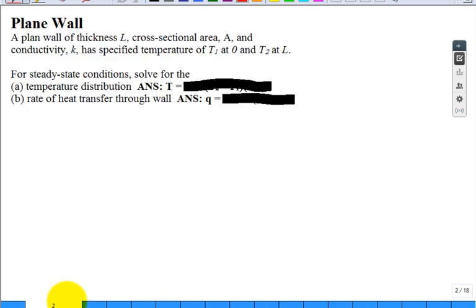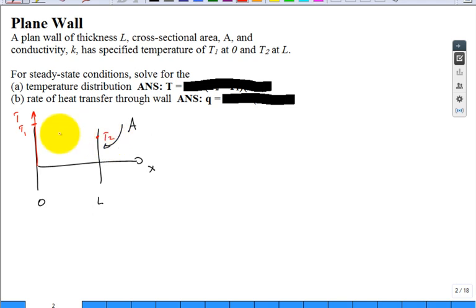Let's have this problem. We have a plane wall of thickness L. It says, hey, didn't we already solve this? Yes, I know we did. And so here's our plane wall, x-coordinate system, 0 to L. And we have a cross-sectional area A, and thermal conductivity k. It has a specified temperature at x equal to 0 of T1 and a specified temperature of T2. If I plotted the temperature in this direction, maybe this would be T1, and maybe T1 is greater than T2, which is down here.